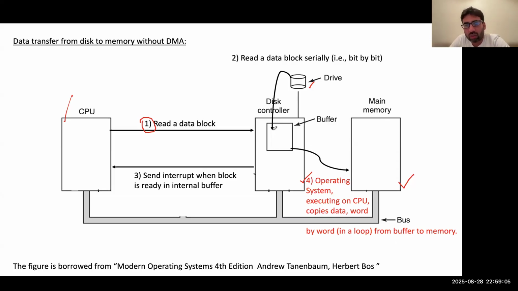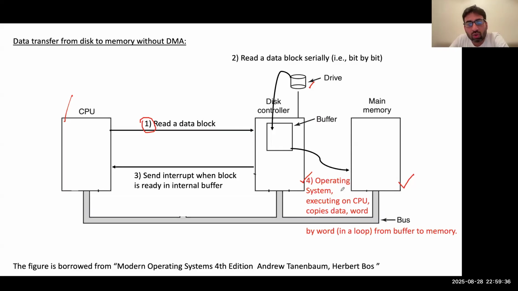So for example, one word is, let's say, 2 bytes. It will copy word by word data from this buffer into the main memory, which basically means that it continues until this loop is completed. So if you have 1024 bytes and in one iteration you are copying 2 bytes, you can divide it. It will take 512 iterations, right?